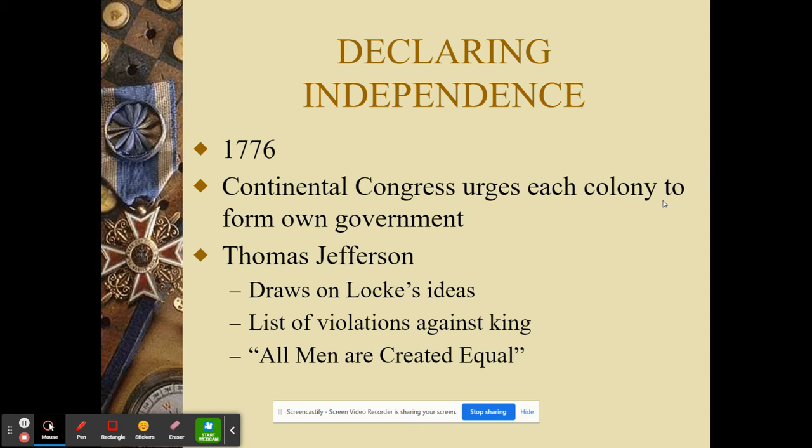Also, the fact that the Americans were British citizens, which meant they should have had a say in the creation of these taxes. However, the British were not allowing representation in Parliament for the American colonists. So they were being charged taxes without representation.